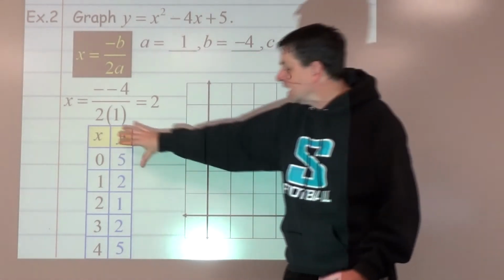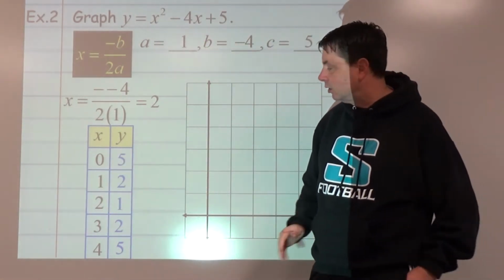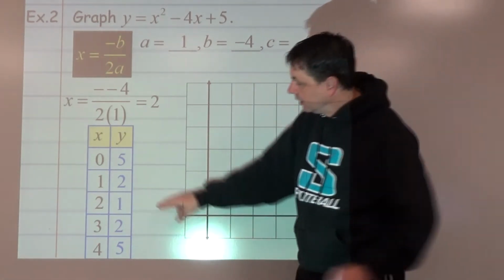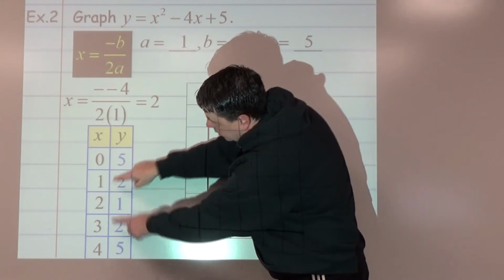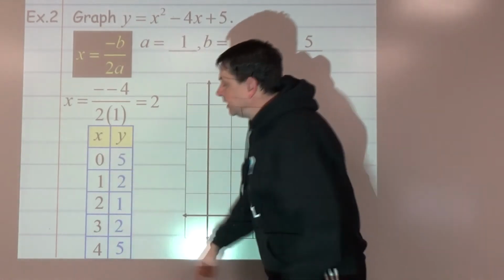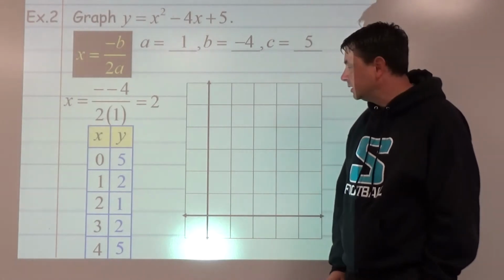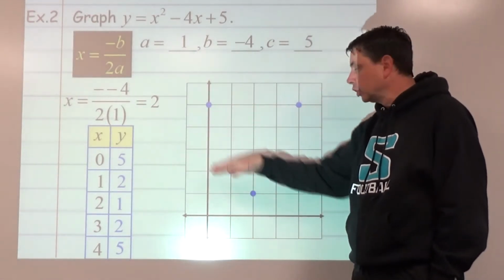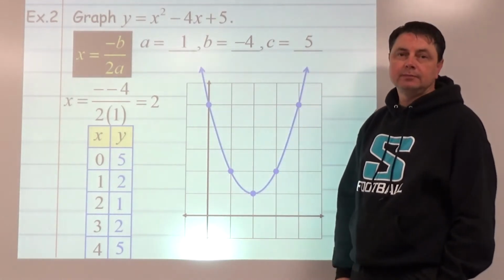Now, if we have chosen these correctly, you're going to see some symmetry in the table. Notice here, here's our middle one, vertex. These two are the same, and then these two are the same, because these are all evenly spaced here. So if we plot these points, and then fit our curve through, we have our parabola.